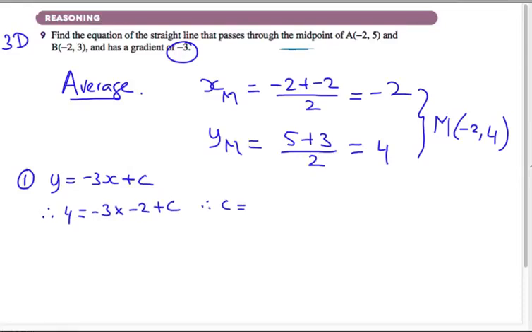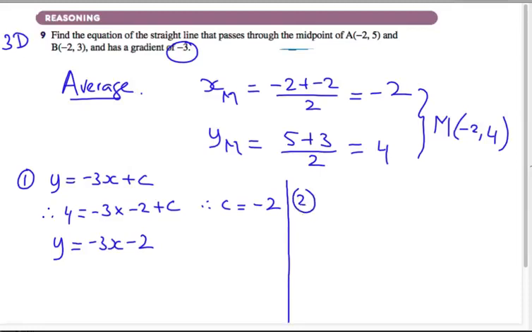Can we solve this? -3 times -2, that's 6. 6 goes to the other side, it becomes -6. 4 take away 6 is -2. c equals -2. Hence the line is y equals -3x take 2.